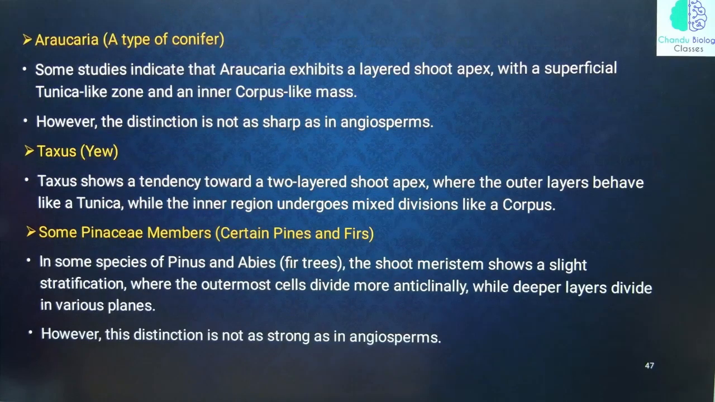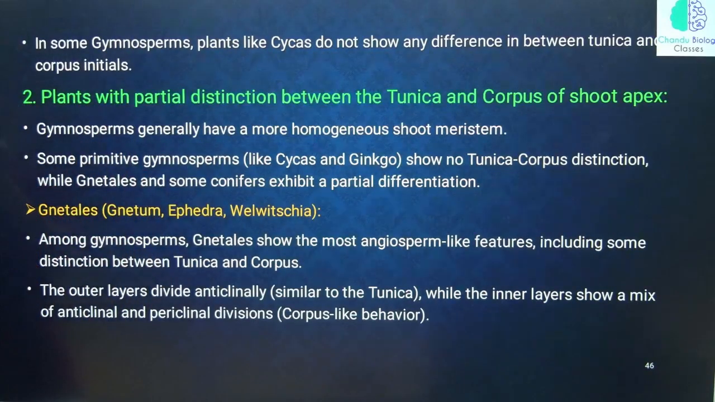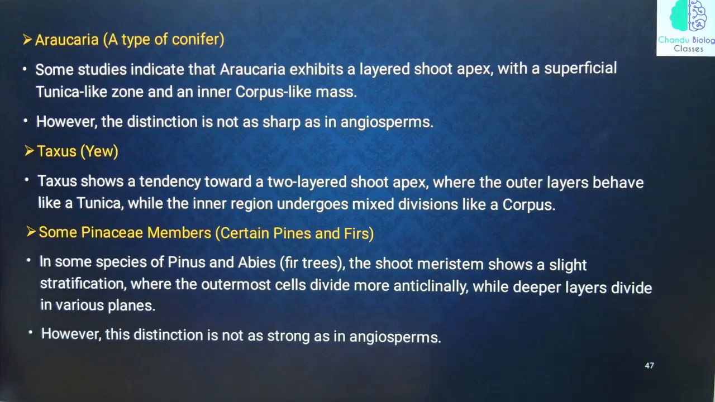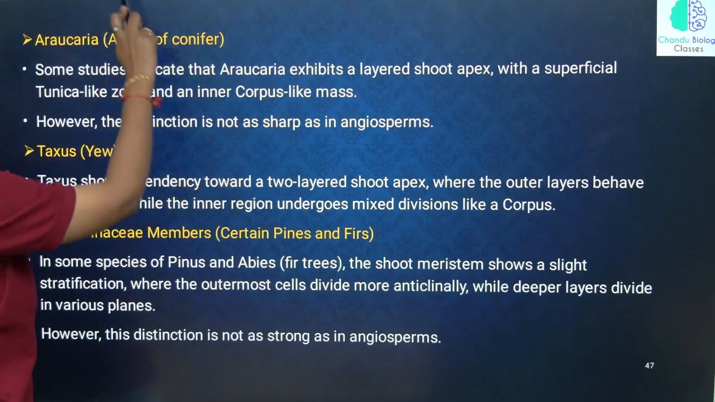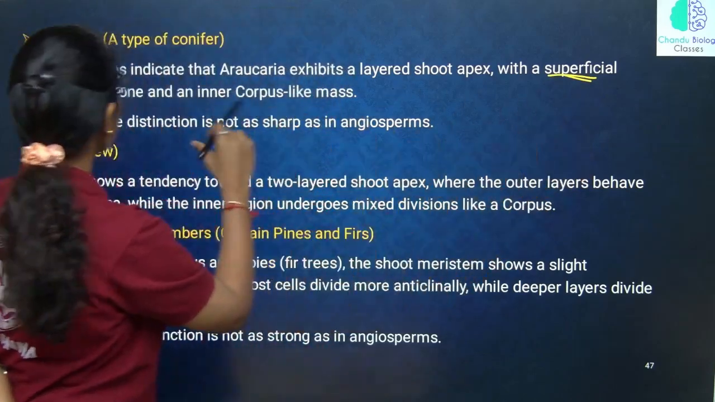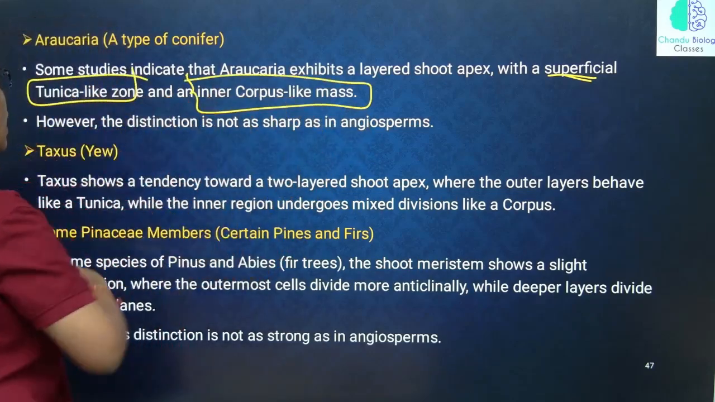Next, if we observe Araucaria, this is one example which is a type of conifer, wherein the superficial cells include a tunica-like zone and inner we have a corpus-like mass, we can observe.